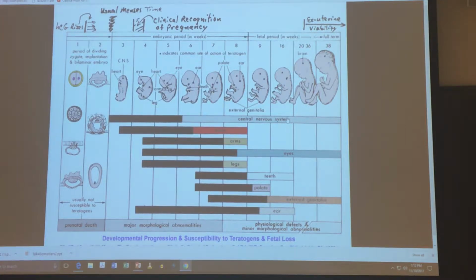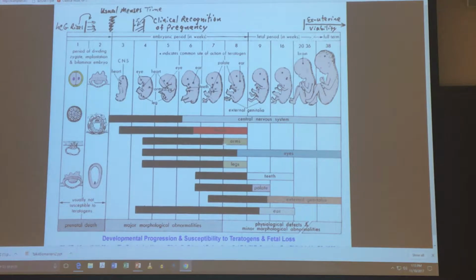So nervous system development is a long-term project. Circulatory development, particularly of the heart, begins early on, even before this clinical recognition, but it extends particularly into these 6th, 7th, and 8th weeks. So this is 2 months of pregnancy.